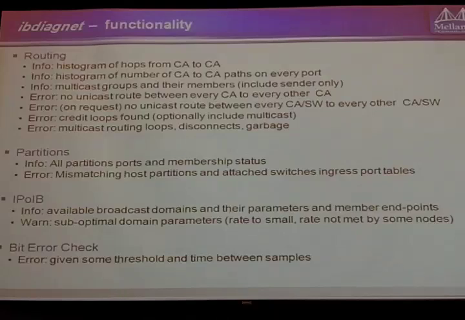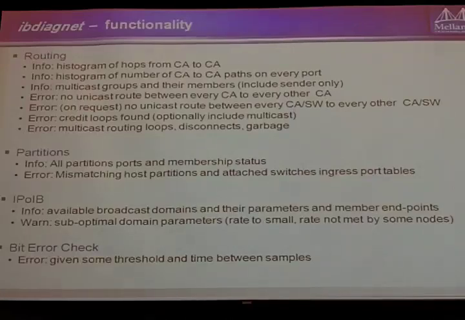IBDiagnet will also give routing information. It gives histograms of hops between HCA to HCA, so it'll tell how many hops there are between every single HCA in your cluster. So you can see very quickly with this histogram if something's out of whack. It lists all the multicast groups and their members, and then it gives different errors based on all kinds of routing problems, including credit loops and stuff that I'll go into. It does partition checks. It tells you if there are any mismatches in partitions, which I'll go into. It gives you IP over IB checks.